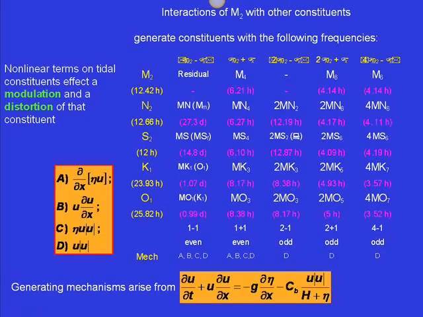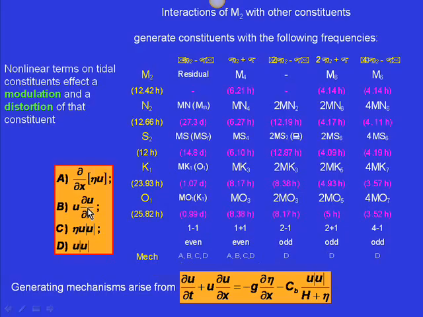As you will see, even interactions will produce distortions that are asymmetric, and odd interactions will produce distortions that are symmetric. We'll see in a moment why. And here on this row we have the mechanism that generates the interactions described there.